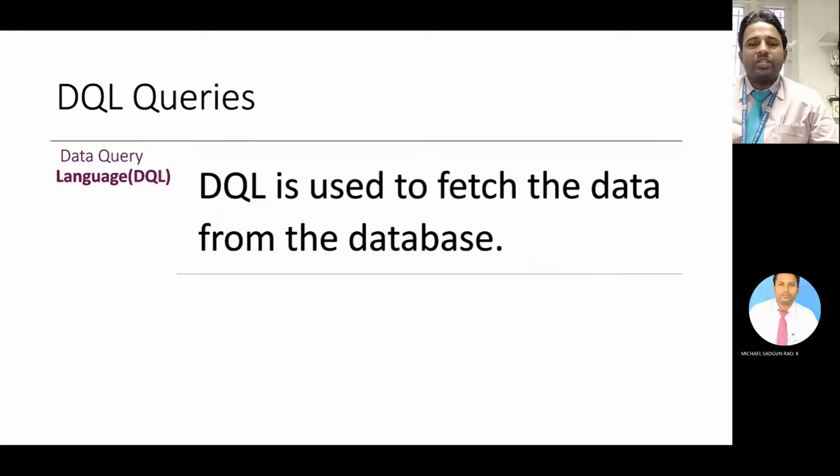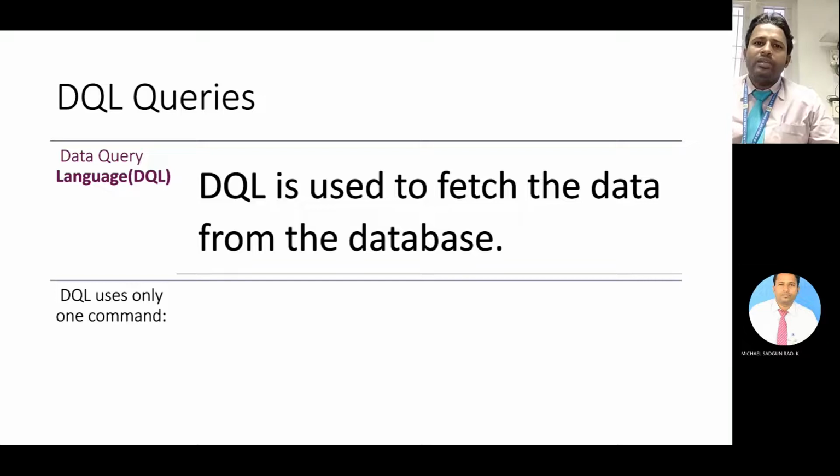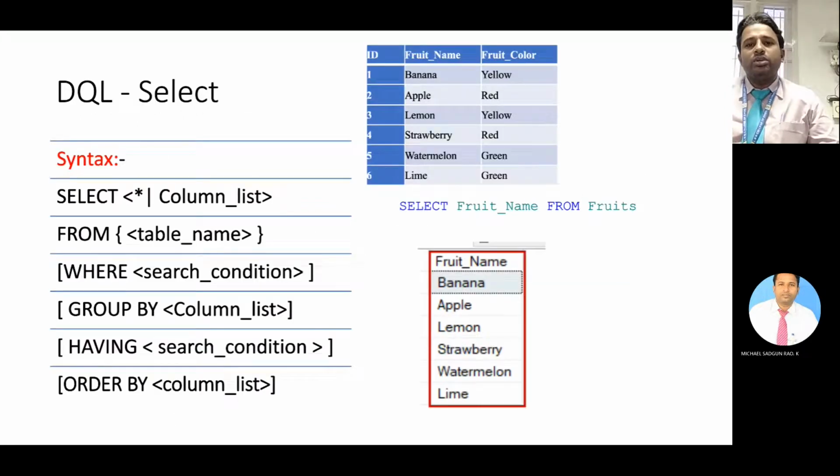That is nothing but fetching the data, getting the data, retrieving the data from the database, which will be done by the DQL queries. And of course, there is only one command under this DQL, that is nothing but select. Let us look into the select query syntax. In DQL, we have the select query, and the syntax of the select query is like this.